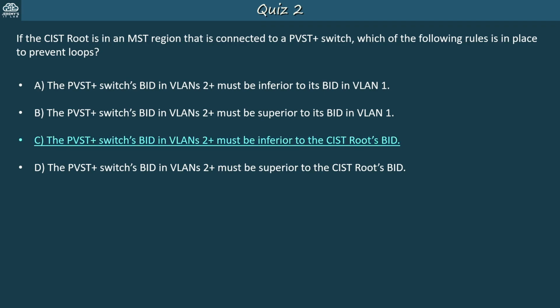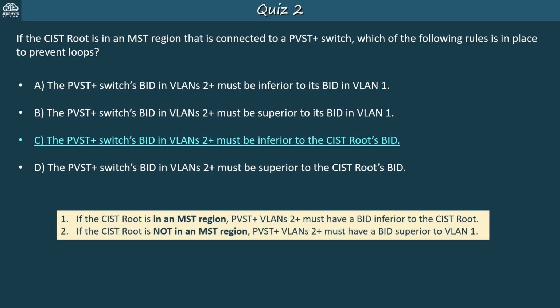The PVST Plus switch's bridge ID in VLANs 2 plus must be inferior to the CIST route's bridge ID. If the CIST route is in an MST region, it means the PVST Plus switch's bridge ID in VLAN 1 is inferior to the CIST route's bridge ID. To ensure consistency and avoid loops, the PVST Plus switch's bridge ID in VLANs 2 and greater must also be inferior to the CIST route's. For review, here are those 2 rules we covered before. This question is asking about the first rule. Okay, that's all for the quiz and this video.